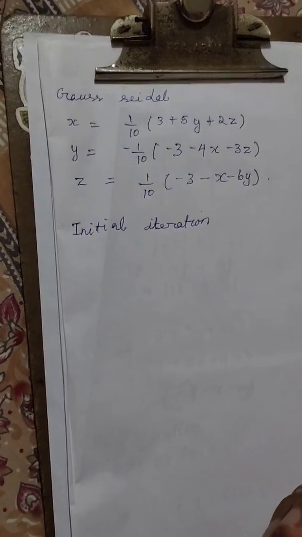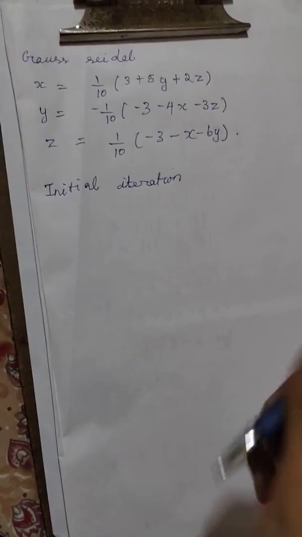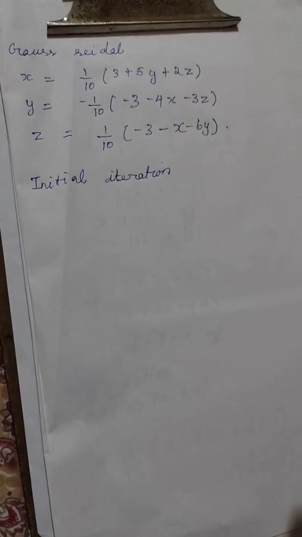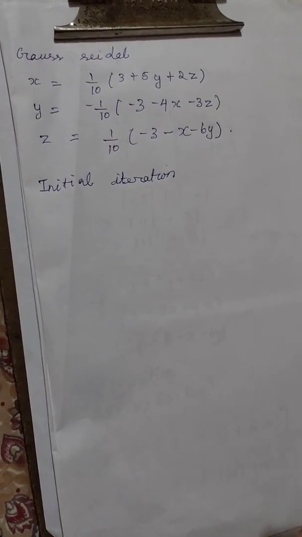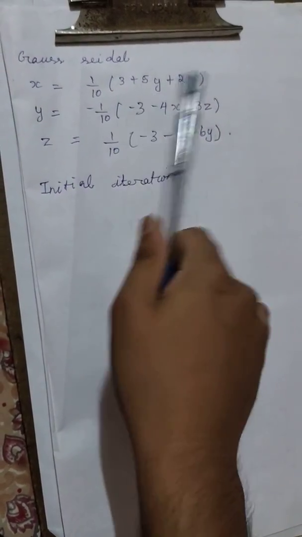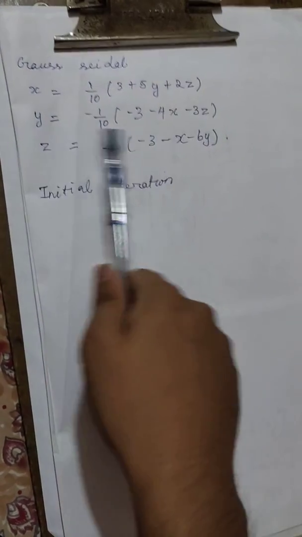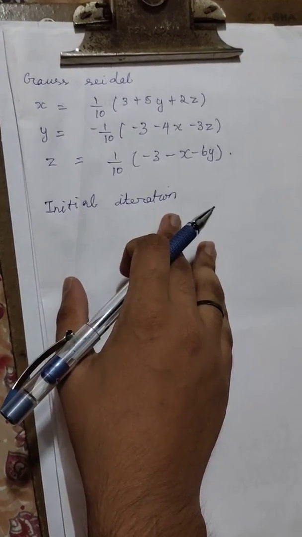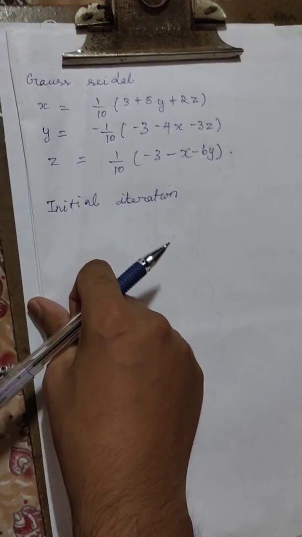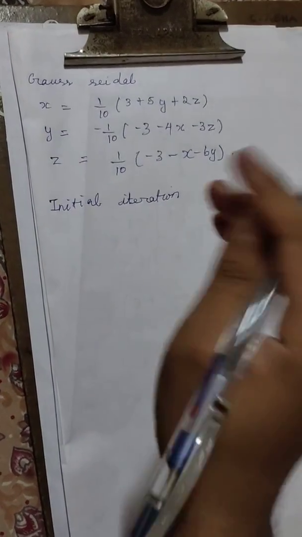Okay, let's now move on to the Gauss-Seidel method. The procedure is the same as Gauss-Jacobi. We check that the diagonal values are greater than their respective elements, and we find the equations for x, y and z separately. The only change occurs in the initial iteration. For Gauss-Jacobi we took x equal to 0, y equal to 0 and z equal to 0.